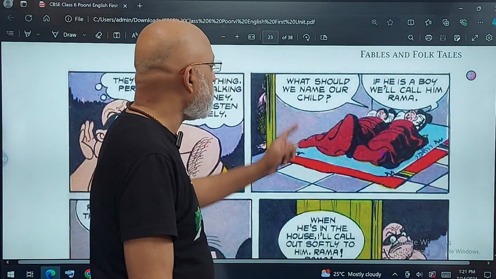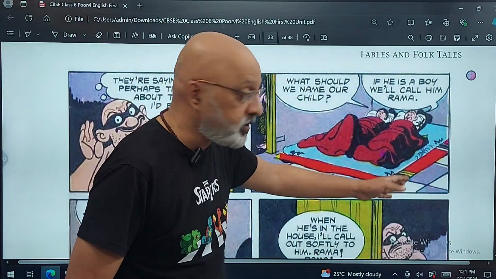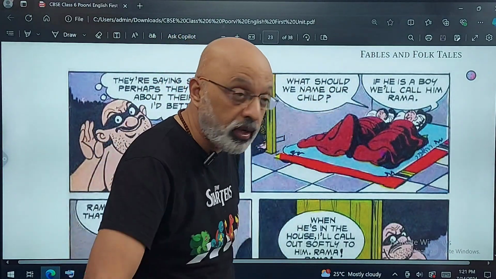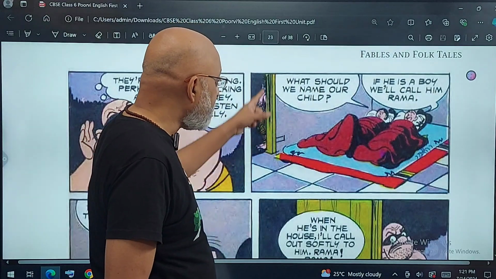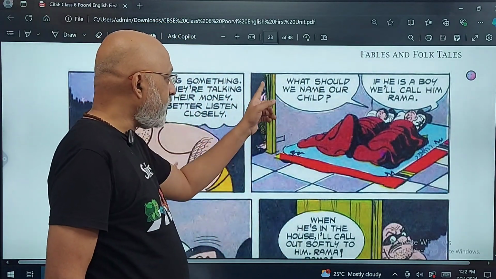Overhear their conversation. But this husband is a clever person. So the wife says, what should we name our child? They don't have children. So she asks, what should we name our children? While this person is listening to them. ये जो कमरा है, जहां से वो आया है, वो उसका अलग नेक्स्ट कमरा है.